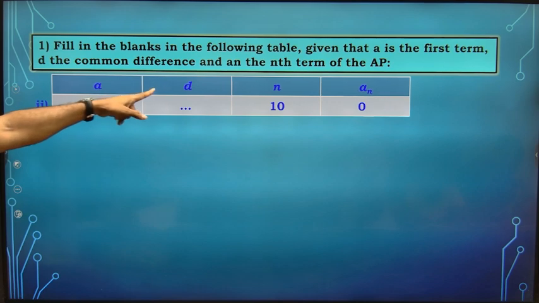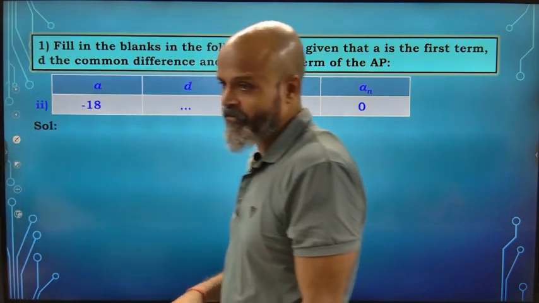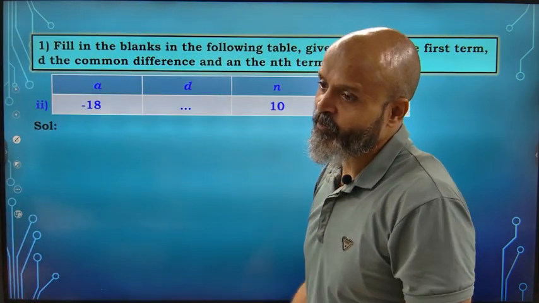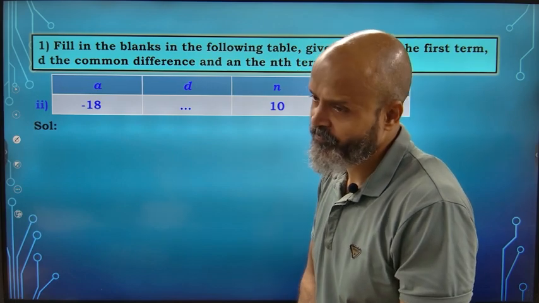Okay. Here d is not given. Find out d. Let me know how d will be found out here. What is the formula?